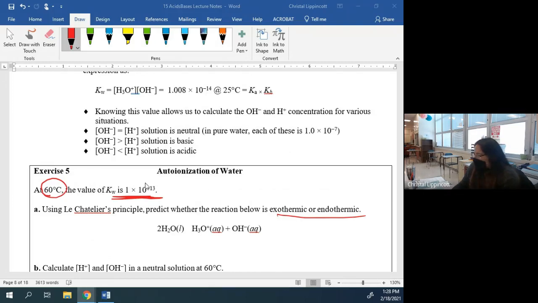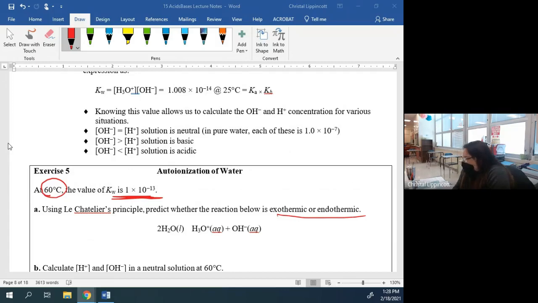All right, did you figure it out? So look at this right here. This value is bigger than this value. Everybody agree with that?